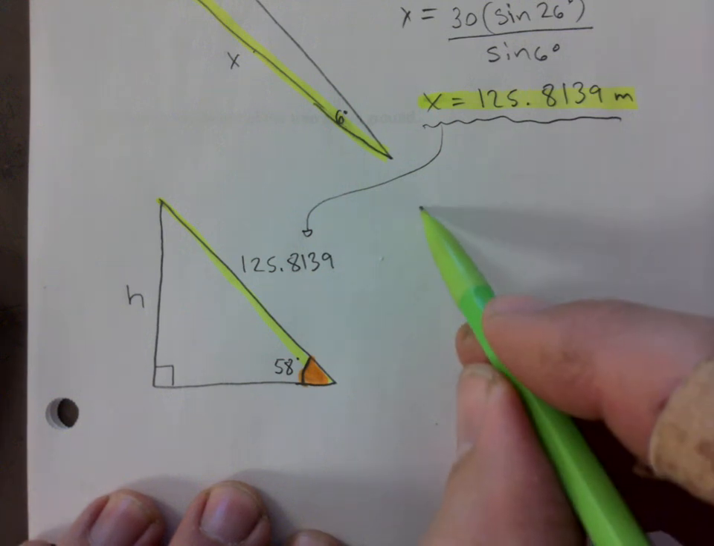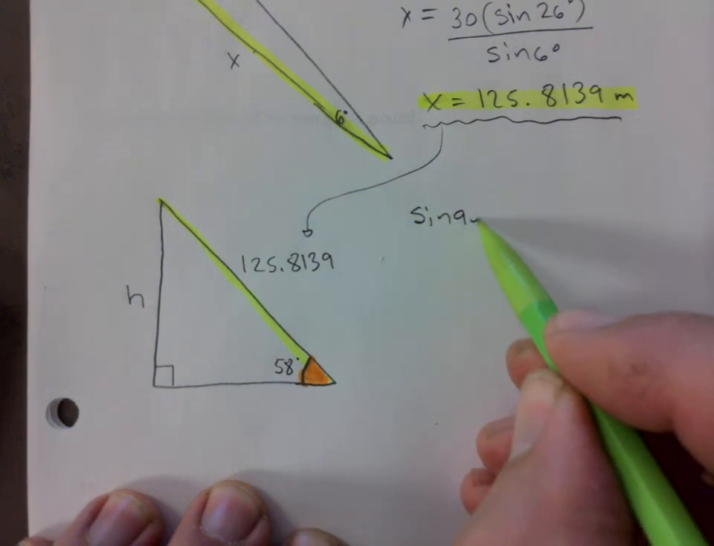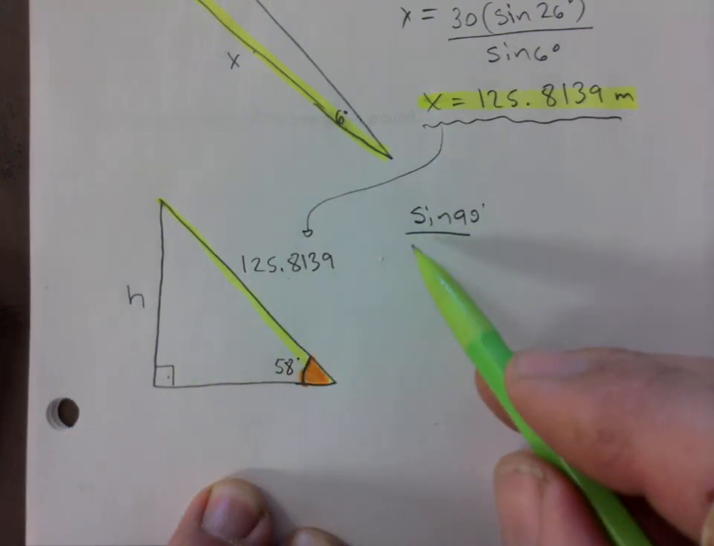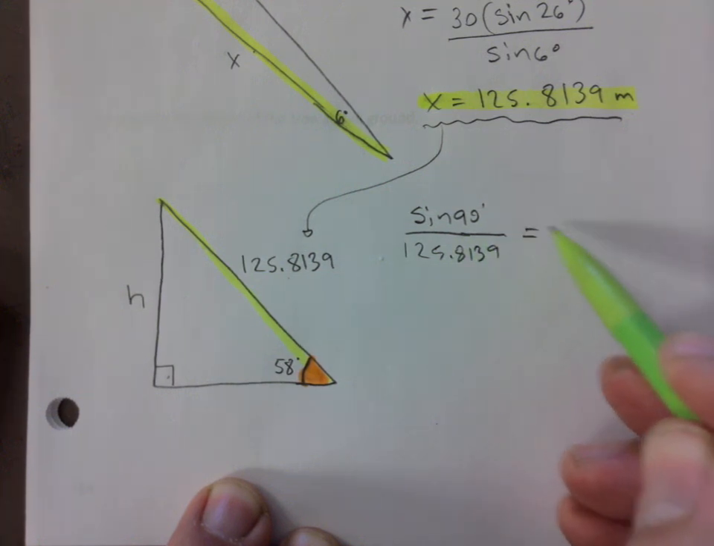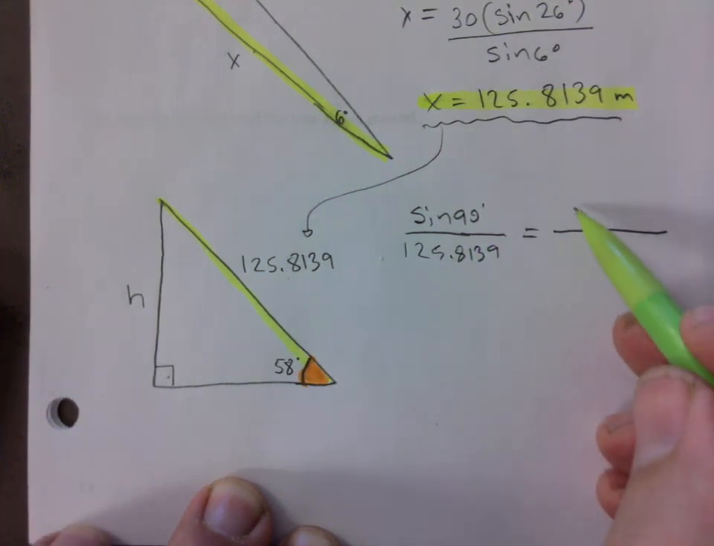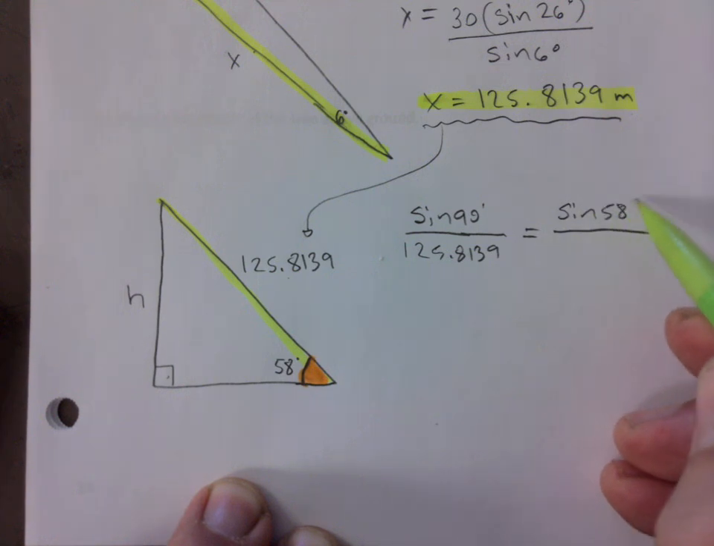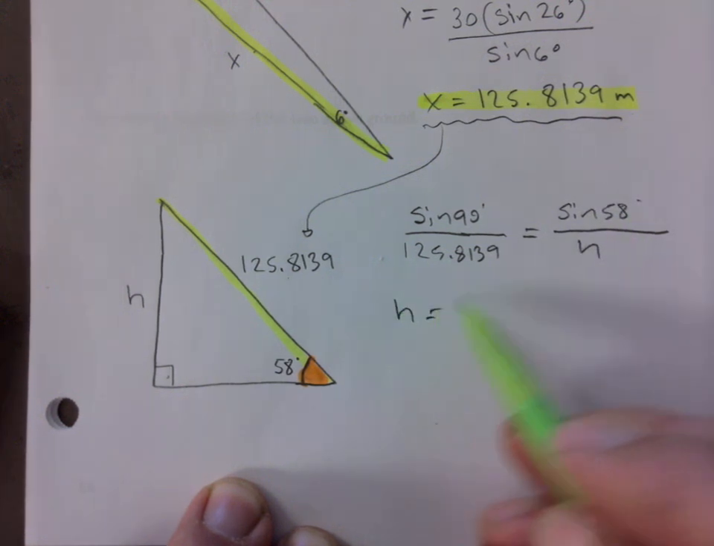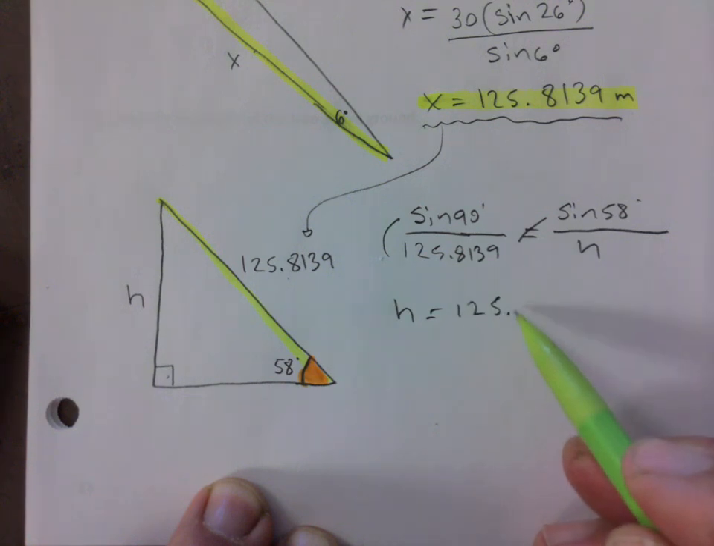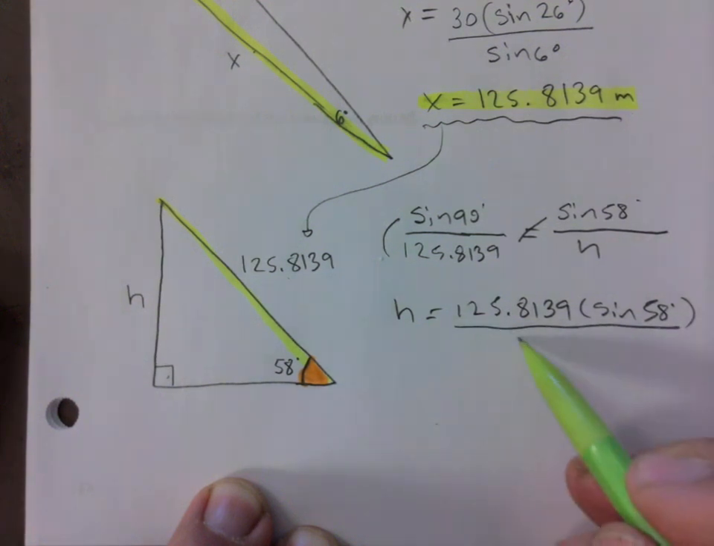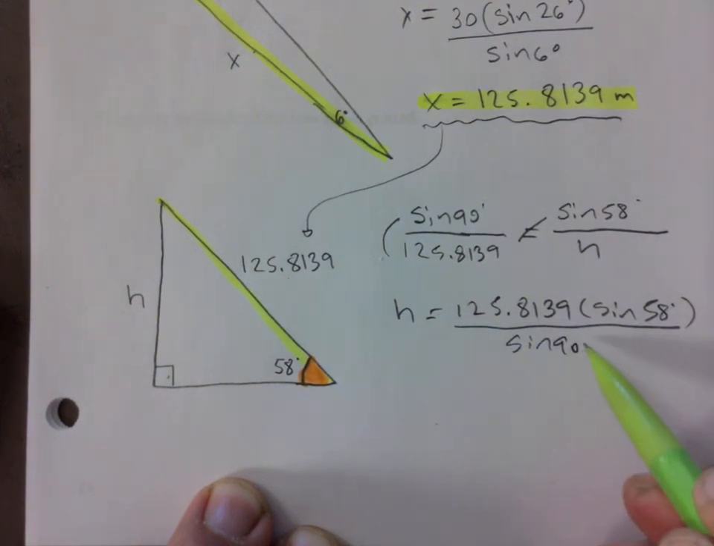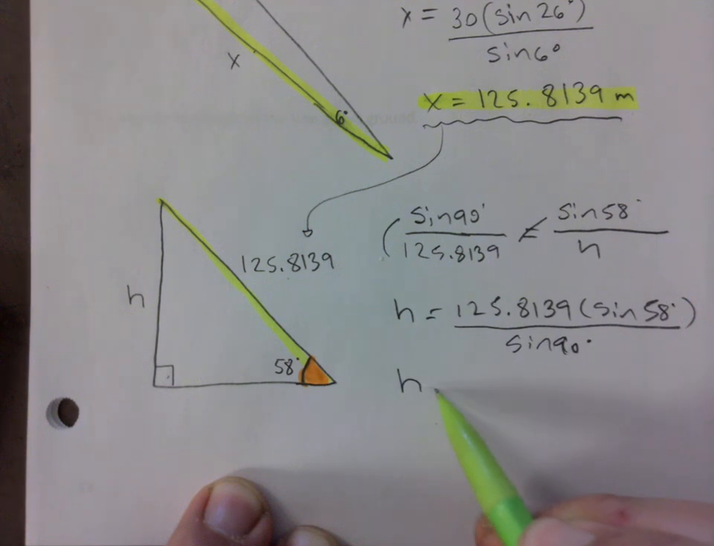And I'm going to go sine of 90 over 125.8139. Don't be thinking it's always sine law now, okay? It's not always going to be. Sine of 58 over h. You cross multiply and divide. Just make sure you write this down. Why did I pick the hard one on a Monday, right? I know.